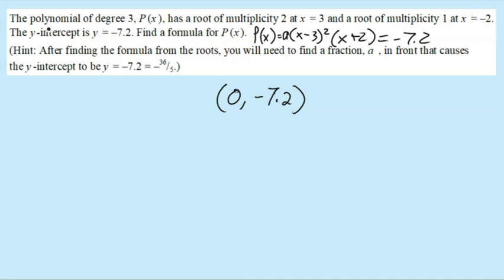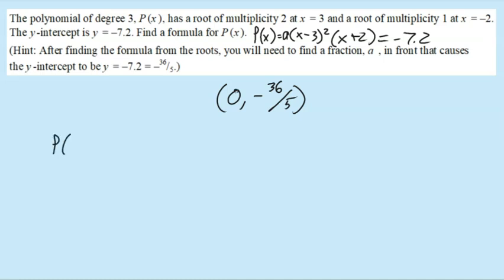Now we do have a hint here. We don't have to use the hint, but it says after finding the formula from the roots, you will need to find a fraction a. That's exactly what we're about to do. We got to find a fraction a in front that causes the y-intercept to be negative 7.2. But they are telling us, it's very kind of them, that negative 7.2 is the same thing as negative 36 over 5. So maybe we'll replace this negative 7.2, maybe it'll be a little bit easier, because they told us that this is actually the same thing as negative 36 over 5. All right, so let's set this up.